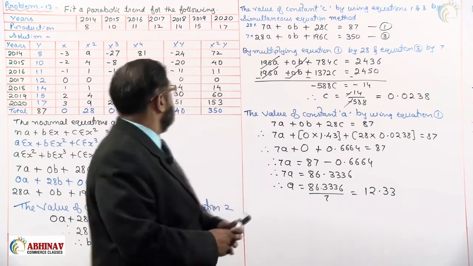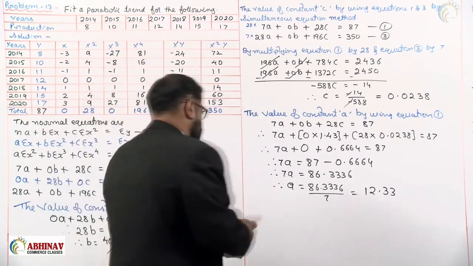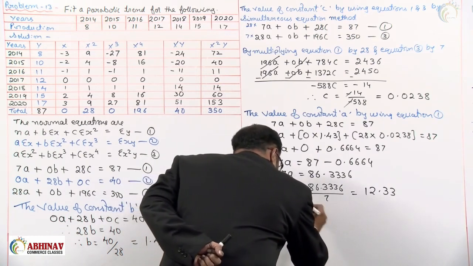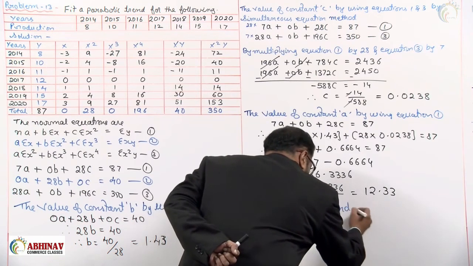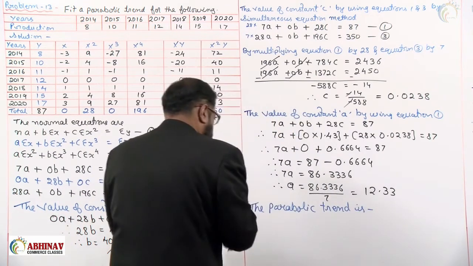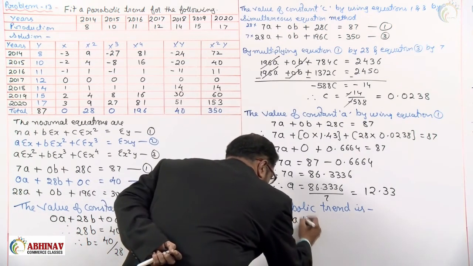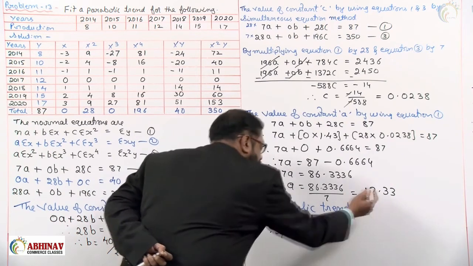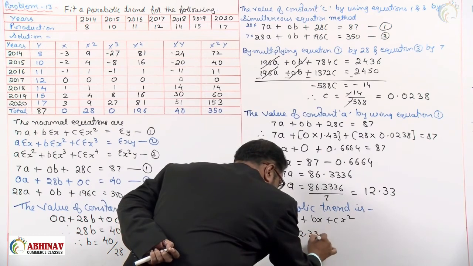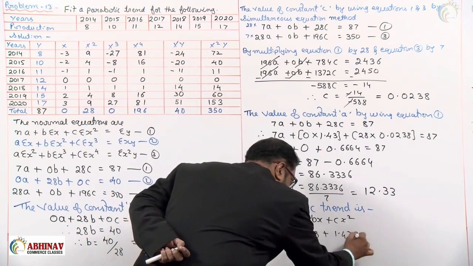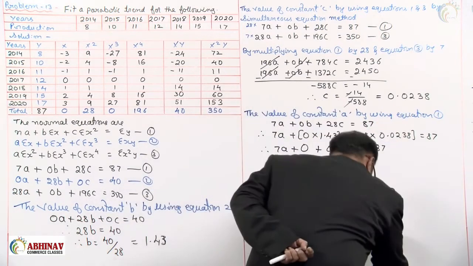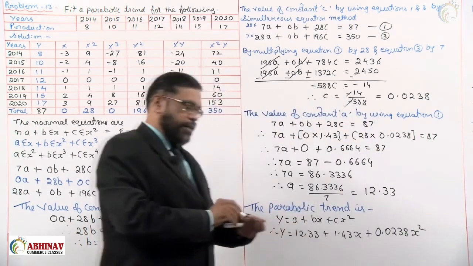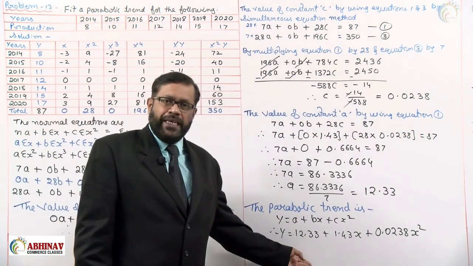Once you get the three constants, we have to fit a parabolic trend. So here, the parabolic trend is, what is the trend equation? Y is equal to a plus bx plus cx square. We'll put up the values. A is 12.33 plus b is 1.43x plus c is 0.0238x square. That's all with the fitting of parabolic trend.